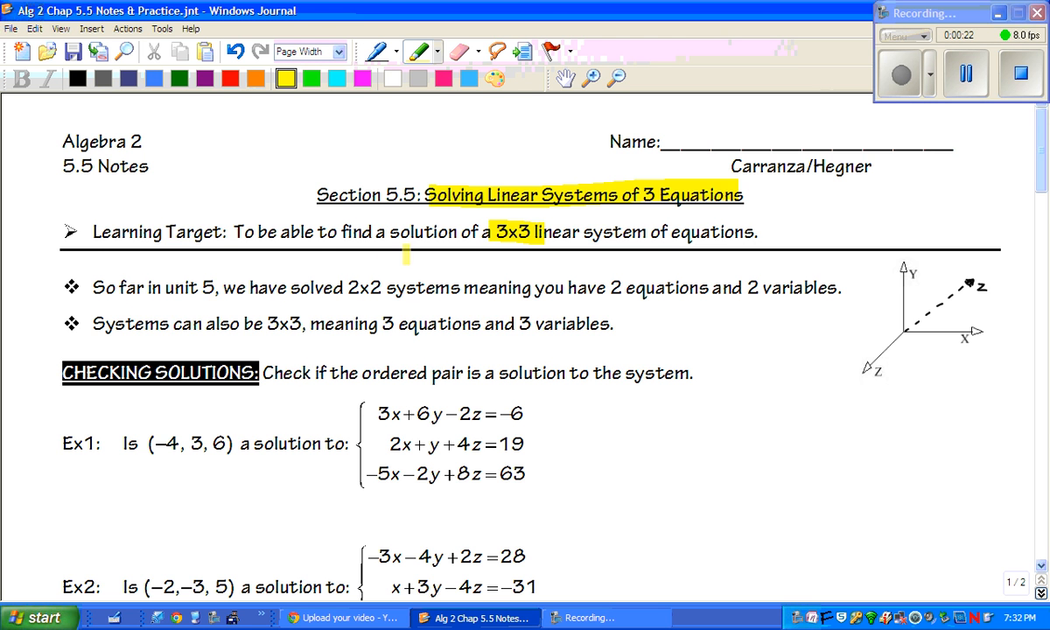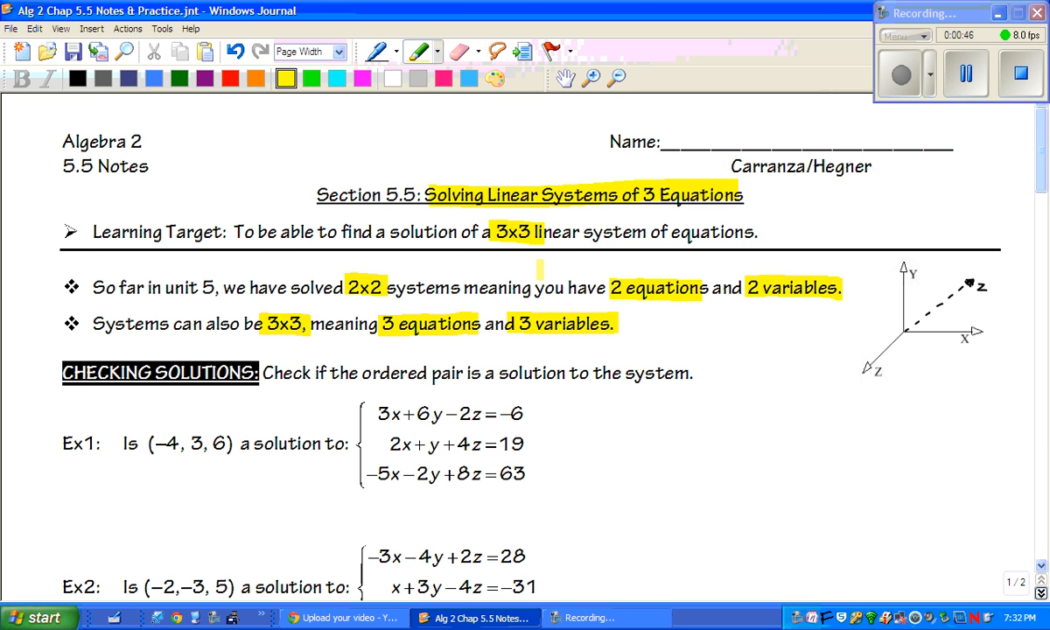So far we've talked about the 2x2 systems, meaning you have two equations and two variables. All of those were on a plane. Do you guys remember when we would draw the graphs and see where the two lines meet? Well, today we're doing 3x3s, which means three equations and three variables.